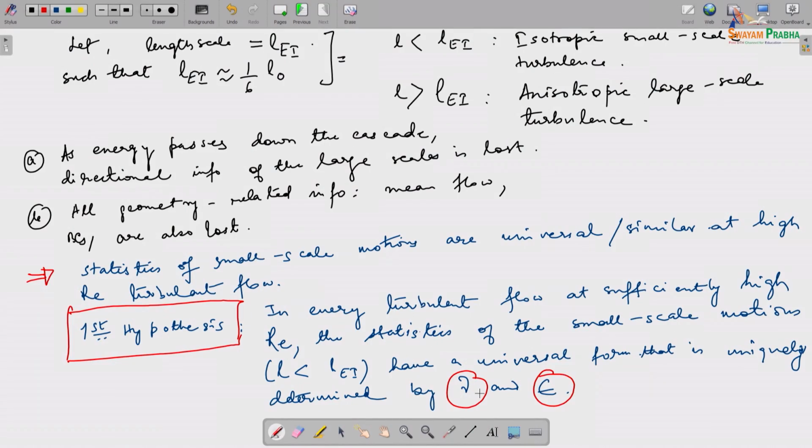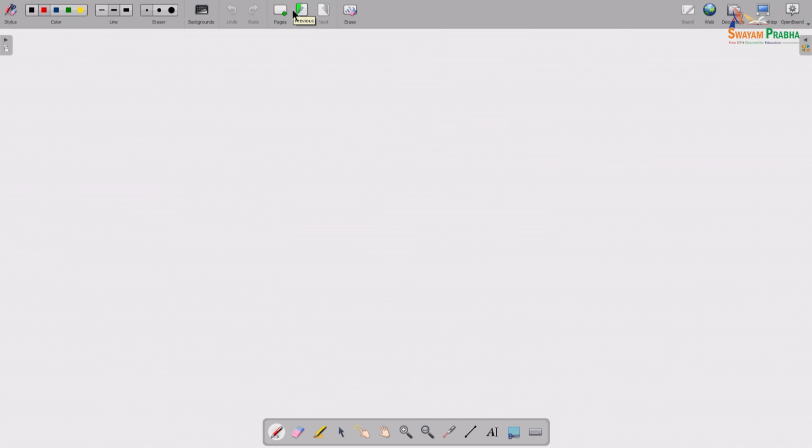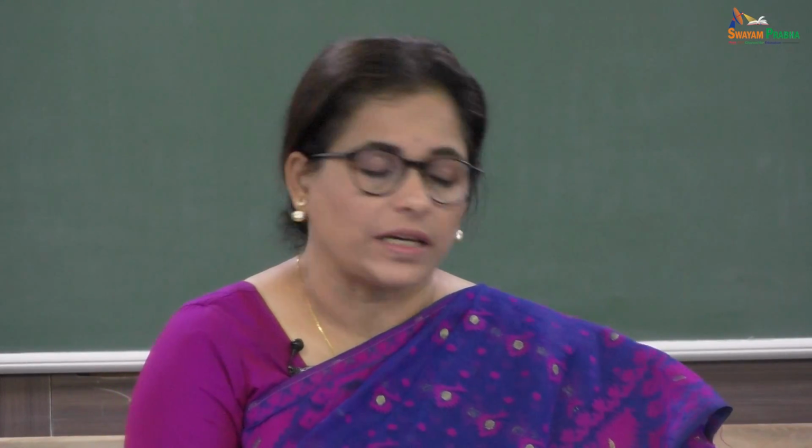What the Kolmogorov hypothesis says is that in every turbulent flow at sufficiently high Re, the statistics of the small scale motions have a universal form, and this is something that I can uniquely define using two parameters, which are the kinematic viscosity and dissipation rate. So this one, nu, is of course the kinematic viscosity, and this is the dissipation rate. Now the moment we get onto the length scale where we are looking at small scale turbulence, this is what we are interested in, and this is where Kolmogorov provides quantification, and hence the name Kolmogorov sizes.